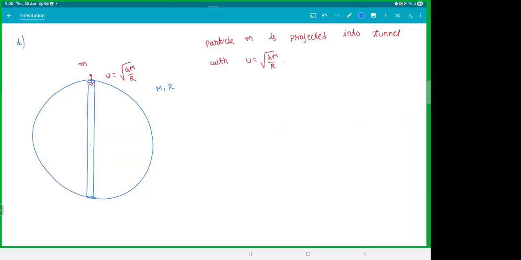So think of it like this. You're projecting with u equal to root GM by r. So one thing is clear, right? Once you're inside the tunnel, it is still an SHM. I hope everyone agrees with that statement. Because once you're inside the tunnel, the force is still GMm by r square. Everything will look the same. Now, for this particle, what does it feel? It will feel, okay, I'm doing an SHM, but I'm not starting from the extreme position.